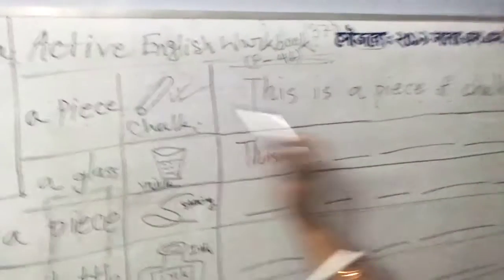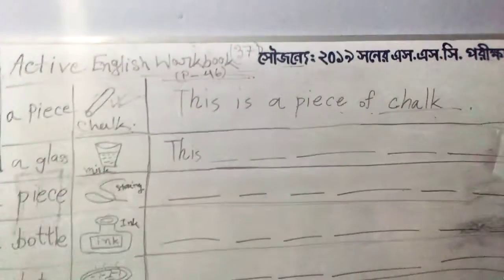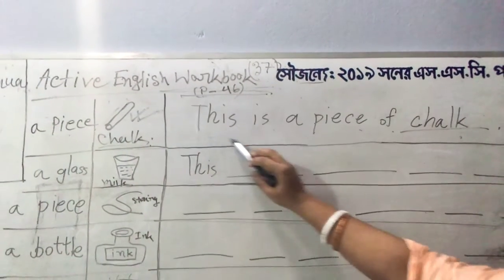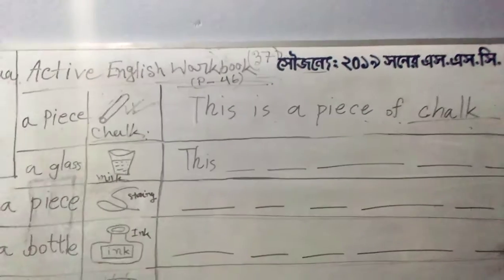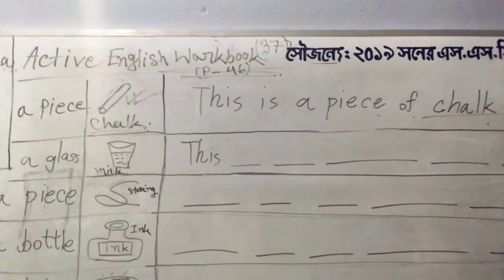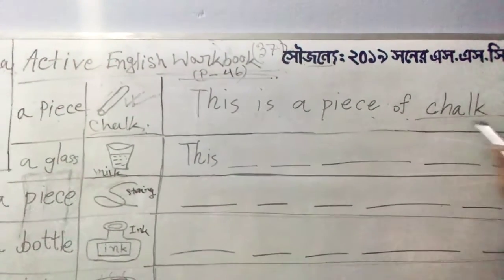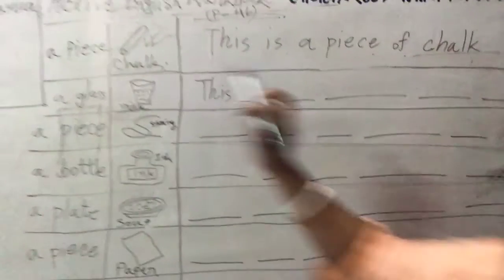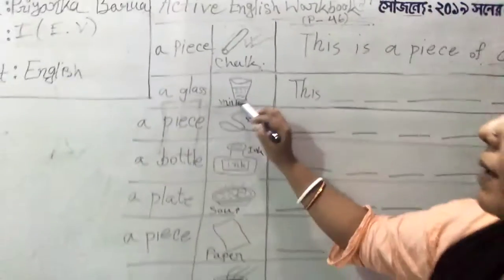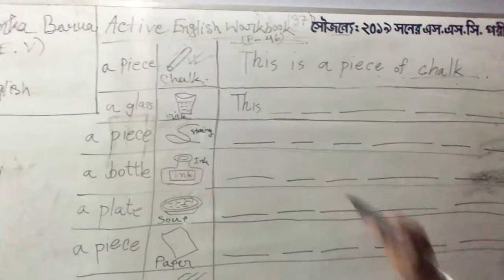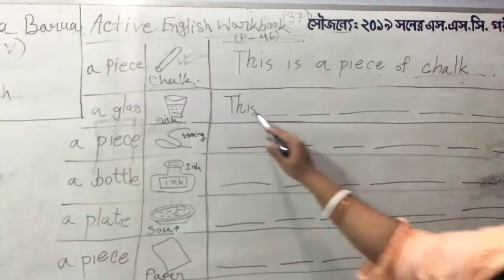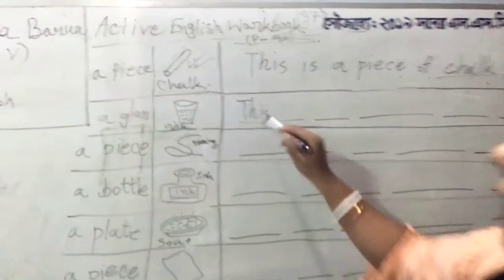Earlier you just mentioned the name of the thing, but in this pattern you are mentioning the whole sentence. So that's why I think: this is a piece of chalk. You have to mention the whole sentence. In this way you have to fill up the rest of the sentences. Like, maybe a glass of milk. The picture says that it's a glass of milk. Okay, so this is given here.